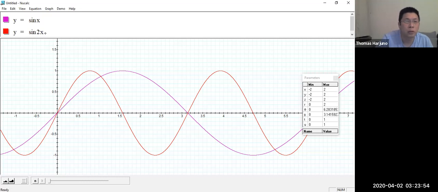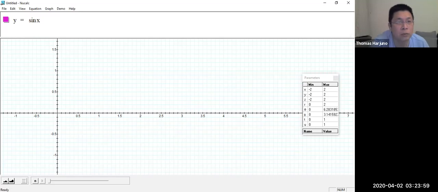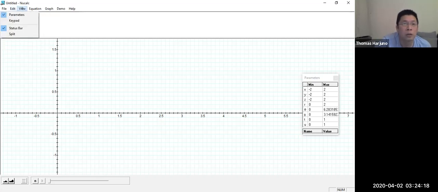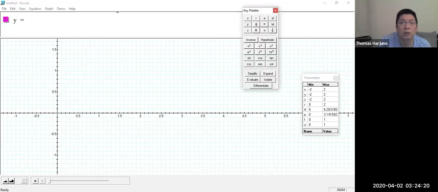Suppose I go back to a more basic function to deal with. Let's say we talk about the absolute value of x. Now that's what it looks like.